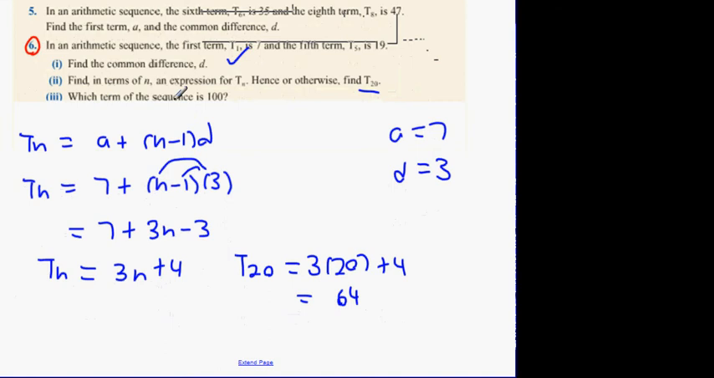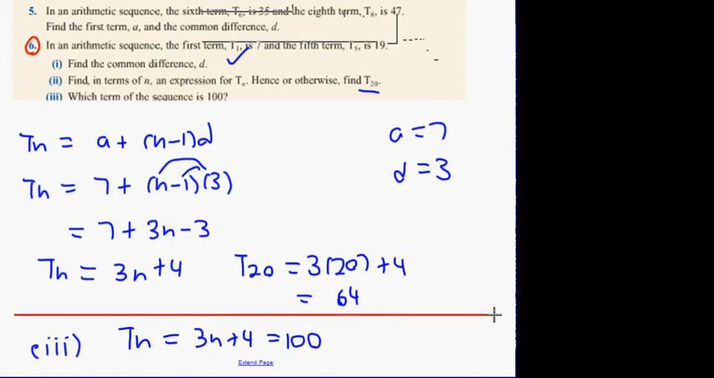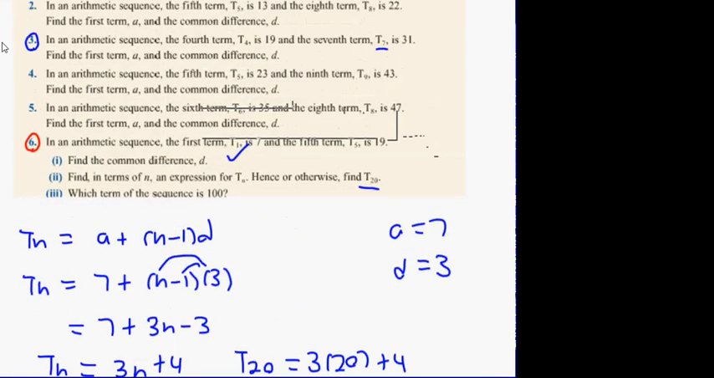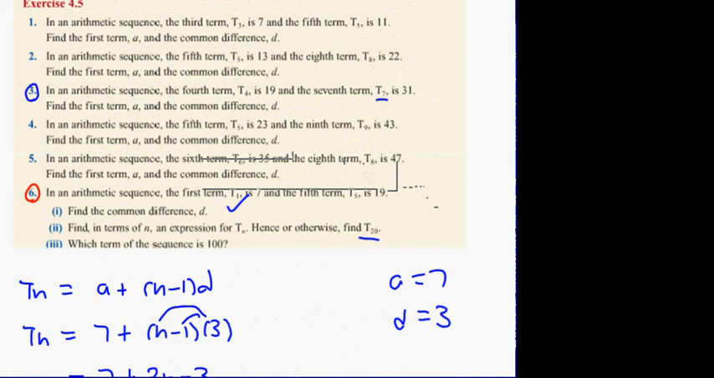Okay, which term of the sequence is 100? So which term is 100? So to find out what term is 100, we say Tn equals 3n plus 4. That in turn equals 100. And then what we get is 3n equals 100 minus 4, which is 96. n equals 32, because 96 divided by 3 is 32, so it's the 32nd term. Okay, so we've done 3 and 6 already.